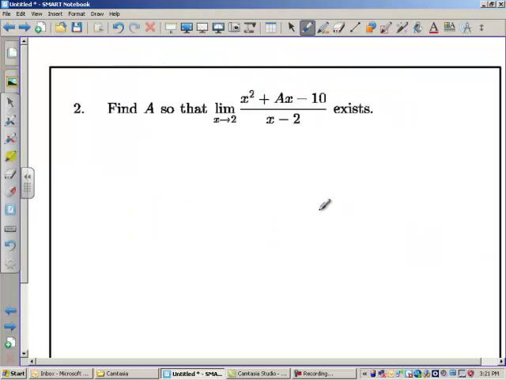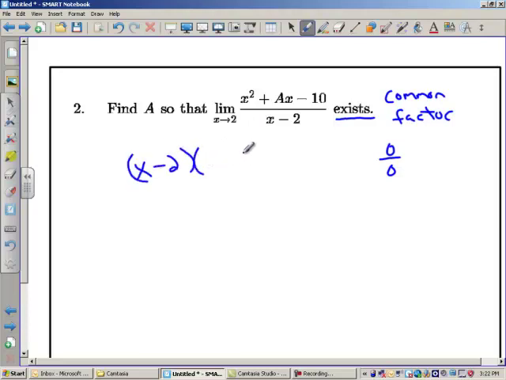Last example is finding a value inside the fraction that will make the limit exist. Now for this limit to exist, I need to have a common factor in the top and bottom. Now right now, when we plug in 2 for the denominator, we get 0 in the bottom. For the limit to exist, I also need to get 0 in the top. So I have to figure out what will make the top have a factor of x minus 2. So x minus 2 times something has to work out to be x squared plus ax minus 10.